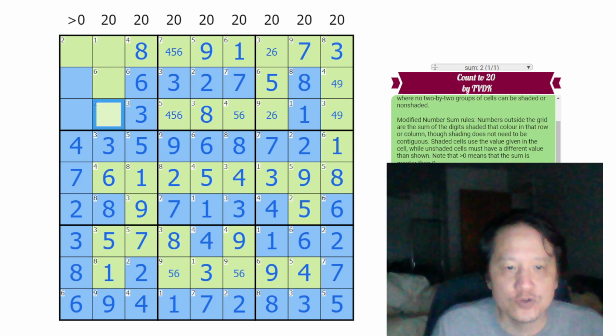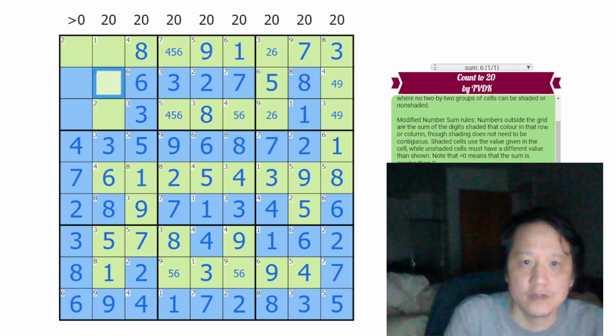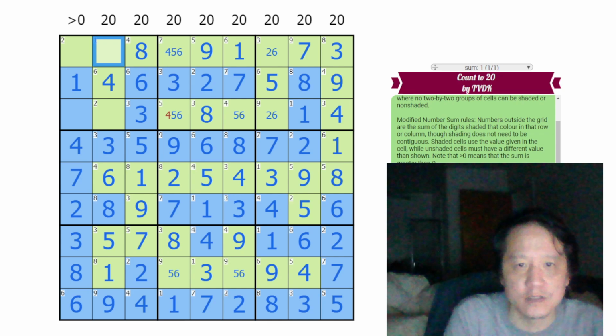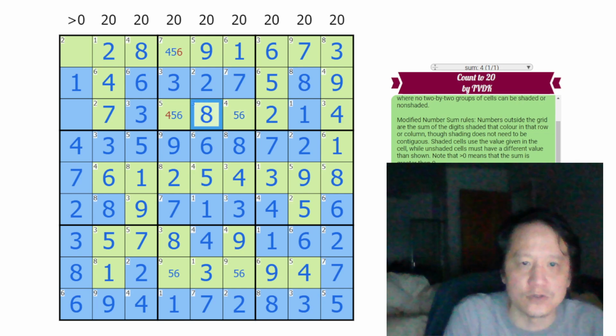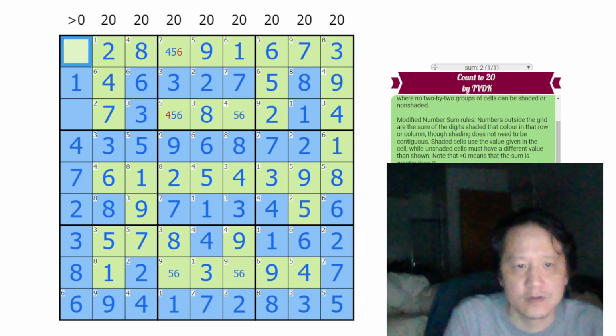This is 2, 4, or 7. So this is 4, 9, 4. So this is 1. This is 2 or 7. So that's 2, 7, 6, 2. This is 4, 5. But it can't be 4. So this is 5, 4. This is 9. This cannot be 5. So this is 6. This is 5. This is 6. And that's 5.